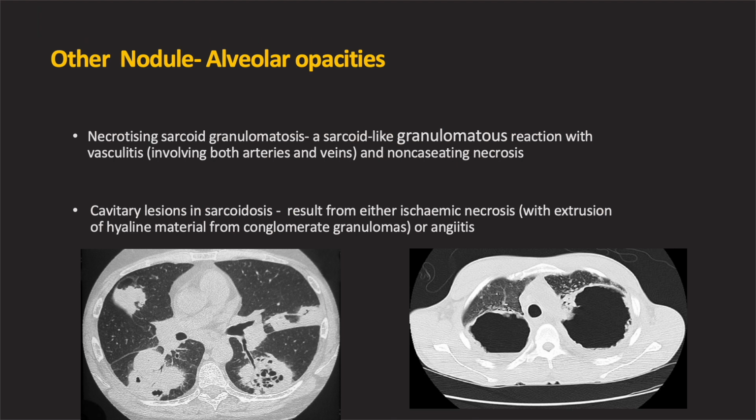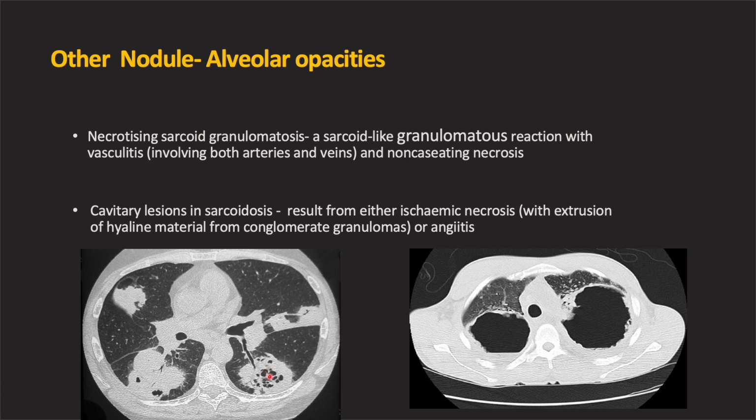Let's look at other patterns of nodules and alveolar opacities. Sometimes you may get necrotizing sarcoid granulomatosis. Now, this essentially means that there is a sarcoid granuloma and there is non-caseating necrosis going on, and it also involves the vasculitis. So, it involves arteries and veins.